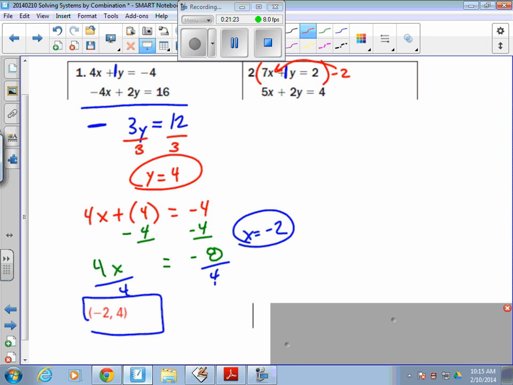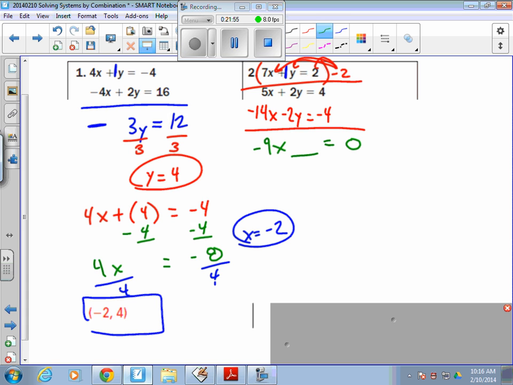Negative 2 times 7x is negative 14x. Negative 2 times 1y is minus 2y, or negative 2y. And negative 2 times 2 is negative 4. Once you have that, you can combine them in order to eliminate. 5x and negative 14x combined is going to be negative 9x. 2y and negative 2y eliminates. And then 4 and negative 4 is going to be 0. They eliminate each other as well. We're going to put in 0 as a placeholder.